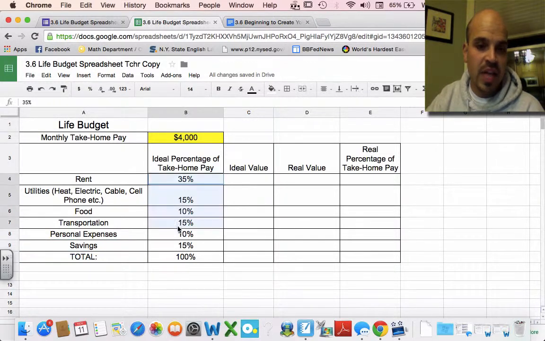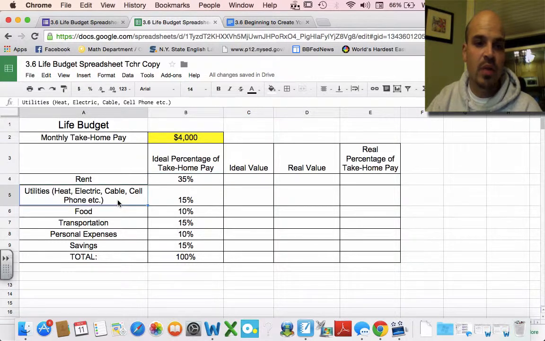And I've taken the liberty of determining some ideal percentages that you should be spending of your take-home pay. So we've talked about how rent can fluctuate. We try to get within 30%, but I said 35% would be the ideal. I've let you go up to 50% on your projects. Then you have utilities, 15%, food, 10%, transportation, 15%, etc.